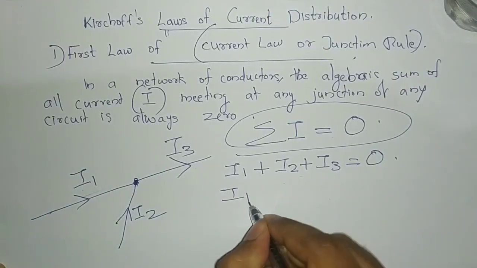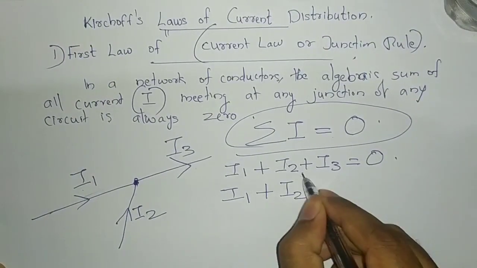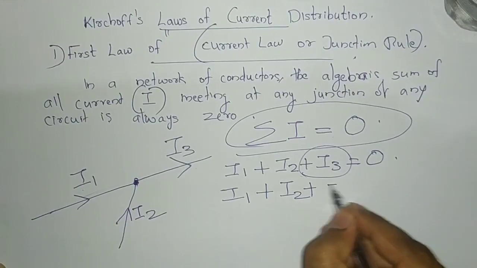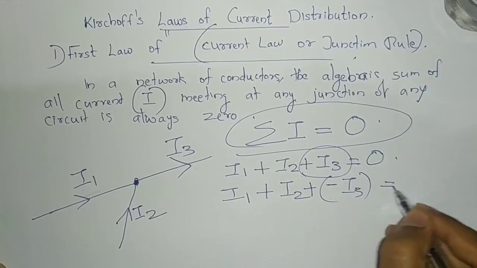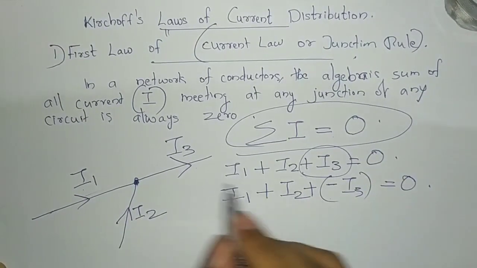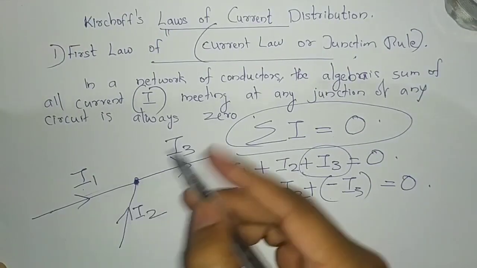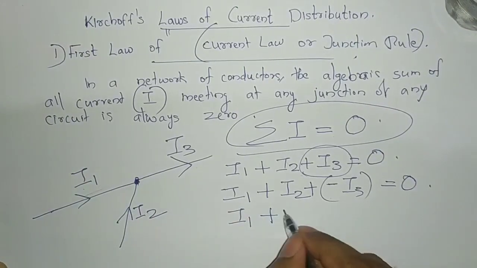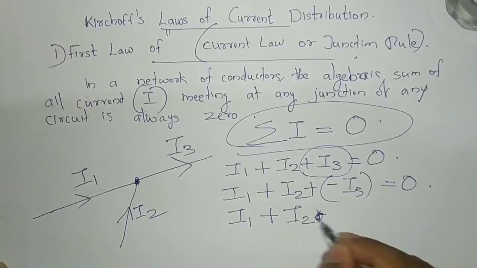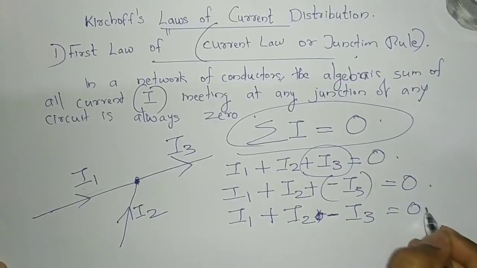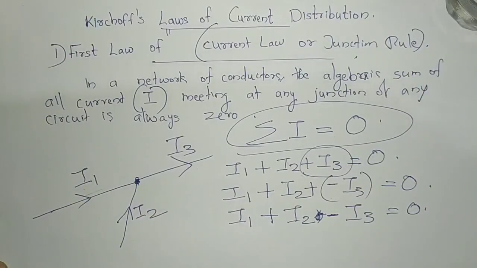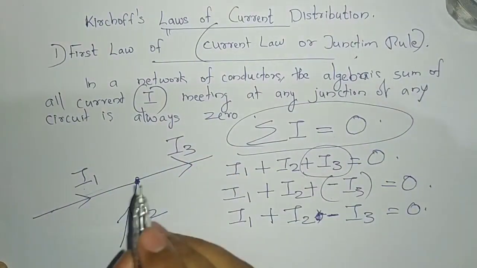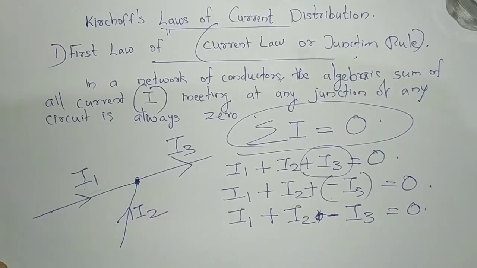So how can this be written? I1 plus I2, instead of plus I3, you write plus of minus I3, equal to 0. Why did this minus come? Because the I3 current is leaving from the junction. So finally the equation can be written like this: I1 is coming, plus I2 is coming, minus I3 should be equal to 0. This law can be stated like this also: the current coming into the junction should be equal to the current leaving from the junction.